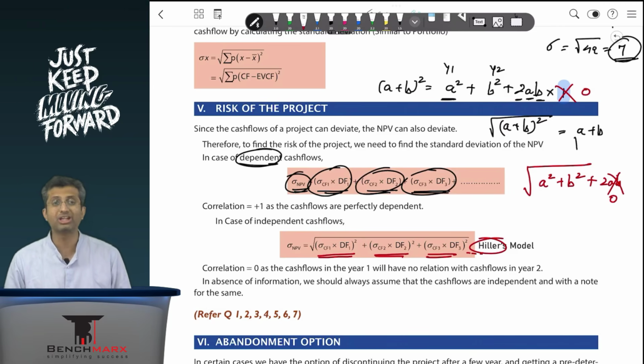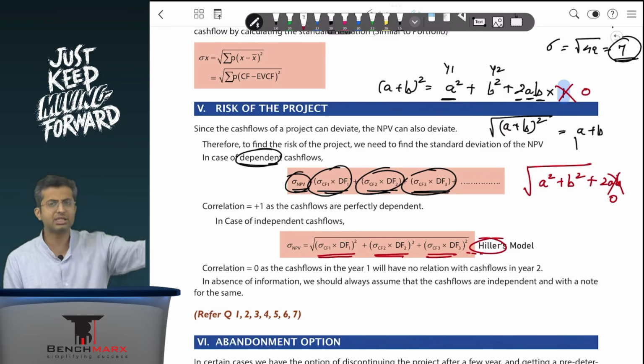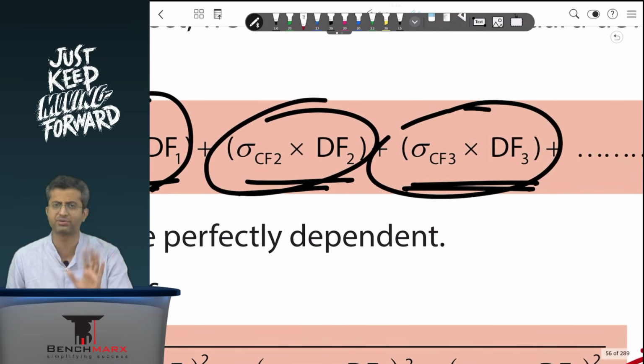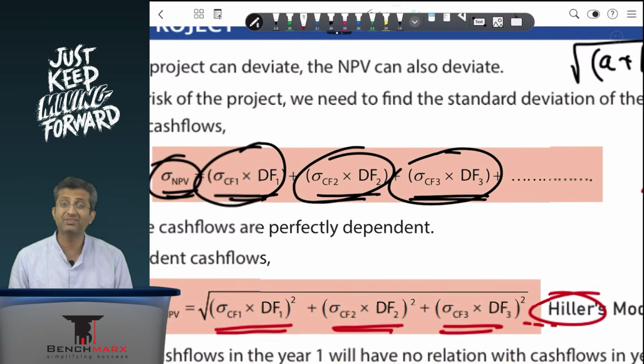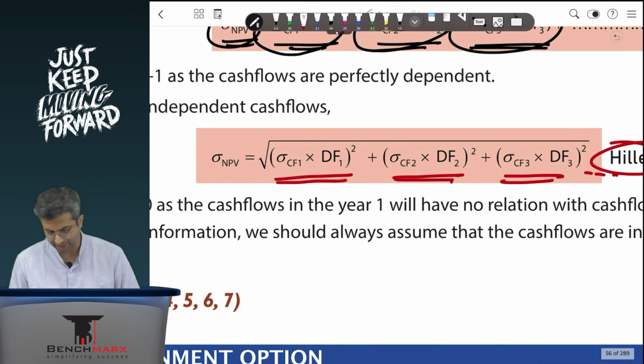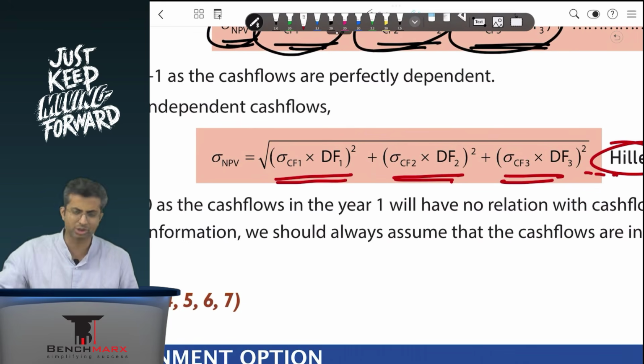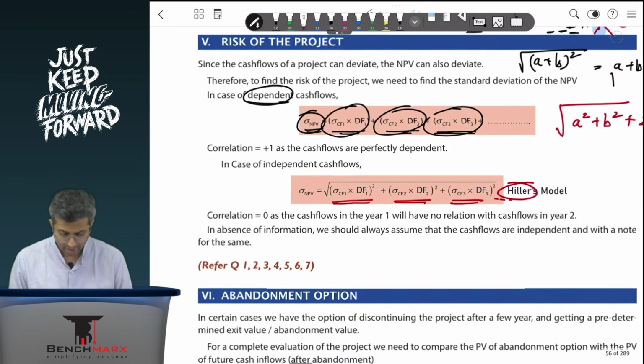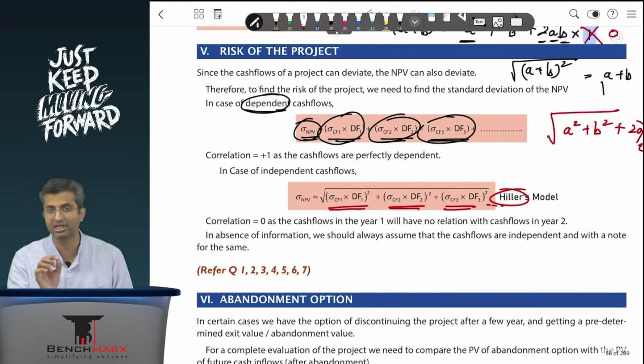So long story short, if you want to find the standard deviation of NPV, you can find the standard deviation of each year's cash flow. If these cash flows are dependent, then your standard deviation of NPV will be the present value of the standard deviation of cash flow for year 1 plus the present value of the standard deviation of cash flow for year 2 plus the present value of the standard deviation of cash flow for year 3. However, if they are independent, then it is a squared plus b squared plus c squared, and then you will square root it, because the correlation between each of these years is actually 0. So this is one of the ways in which you calculate the standard deviation of NPV.